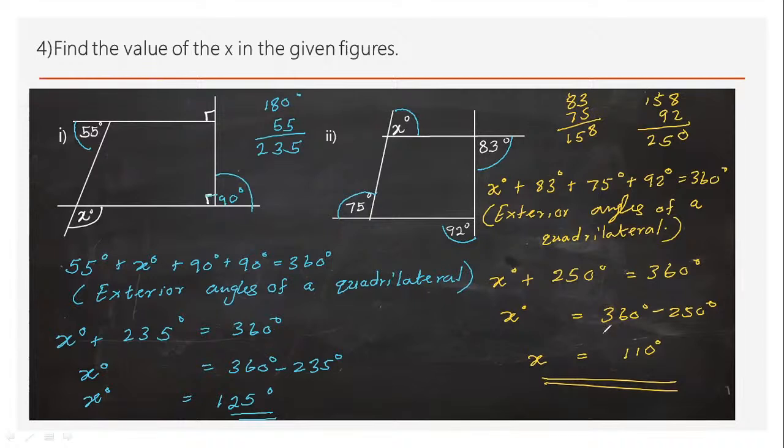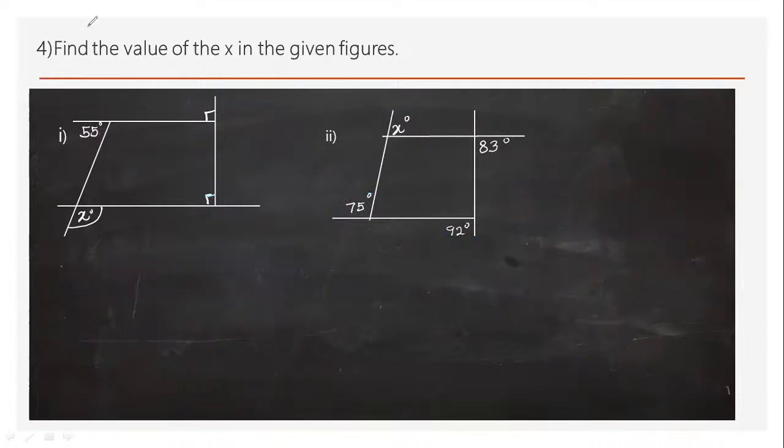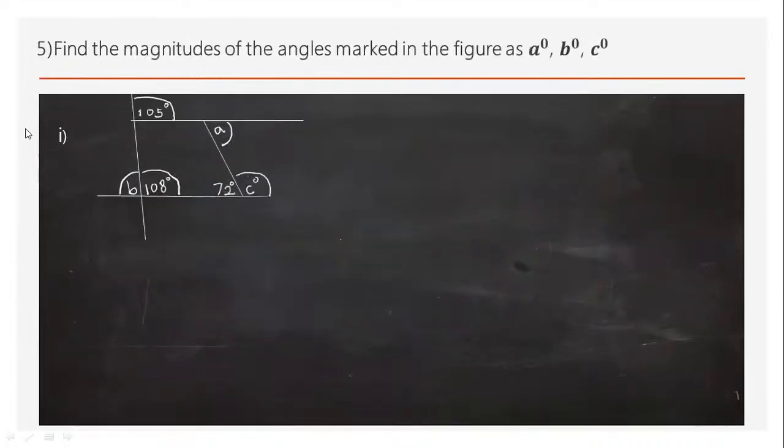Question number 5. Question number 5 also related to the angle lesson. You can see here also exterior angles and the interior angles. By referring to the details, you have to find the given angles, A angle, B angle and C angle.